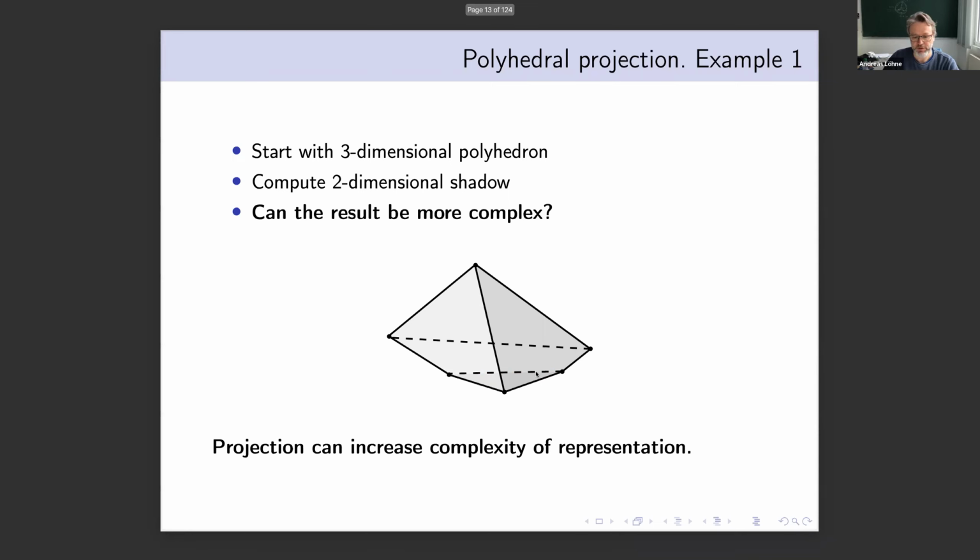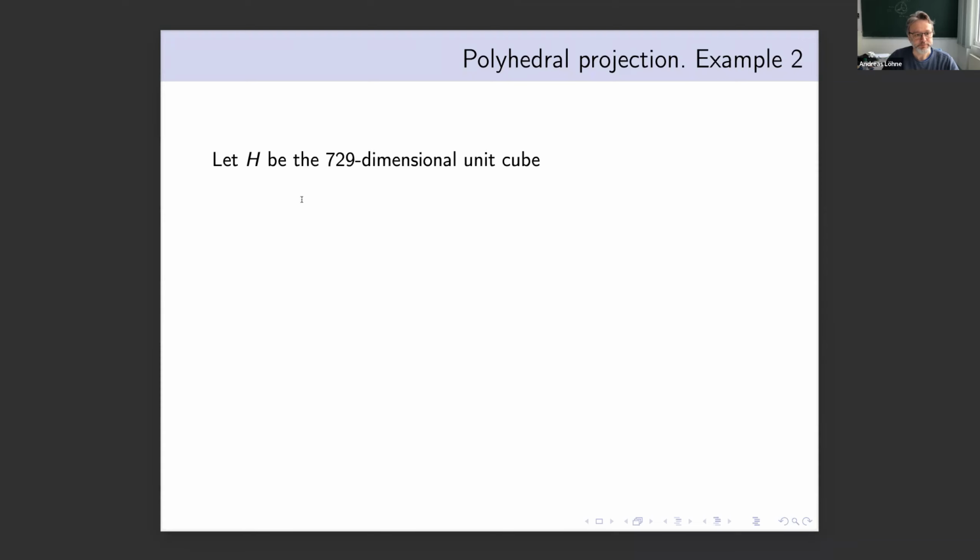And here is a more complex example. Here we start with a 729-dimensional unit cube. This cube has this number of vertices, which is maybe more than the universe has atoms, but only 1,458 facets. And we want to project this hypercube down to R^3. We will see that the number of inequalities to describe this projection increases dramatically. But of course, the number of vertices is reduced.